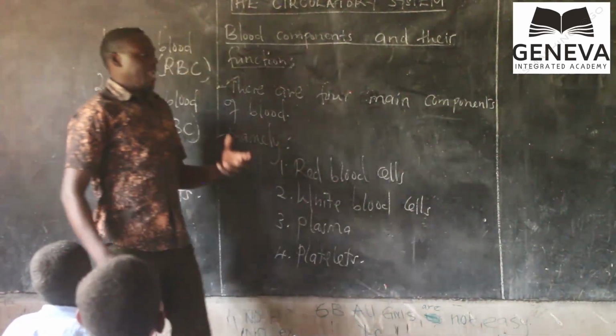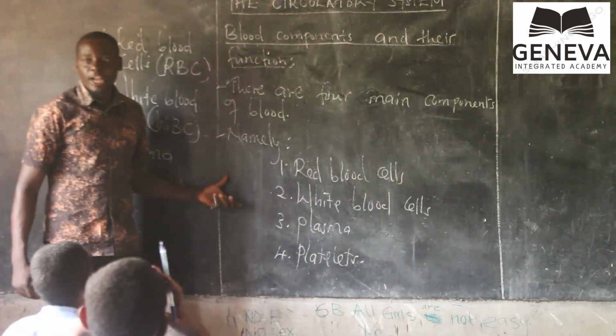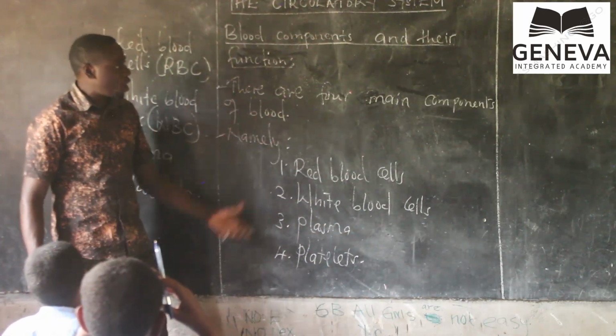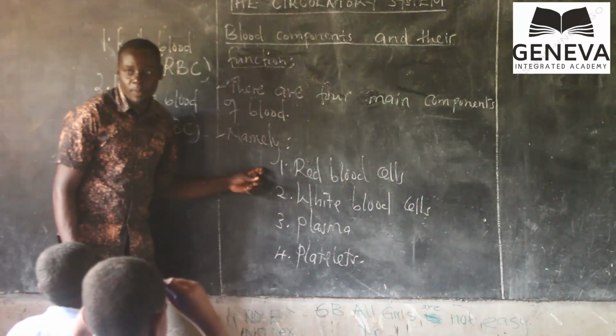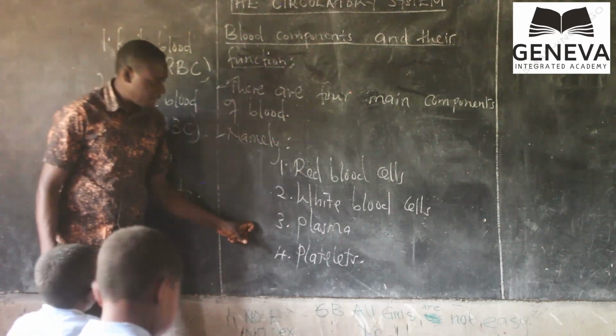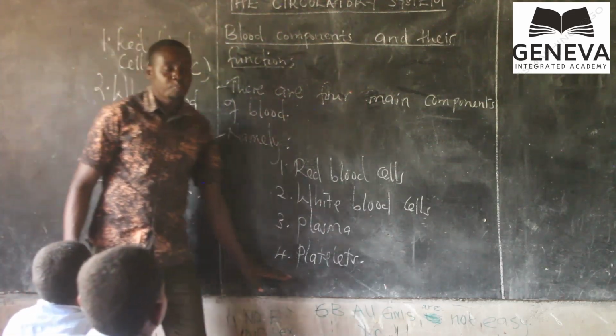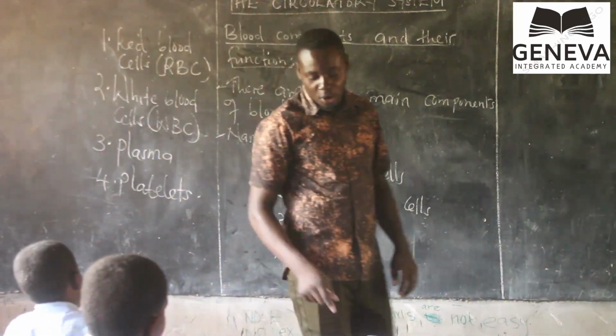So, in the exam, if you are asked to outline the 4 components of blood, number 1, you say red blood cells. Number 2, you say white blood cells. Number 3, plasma. And number 4, you say platelets. So those are the 4 main components of blood.